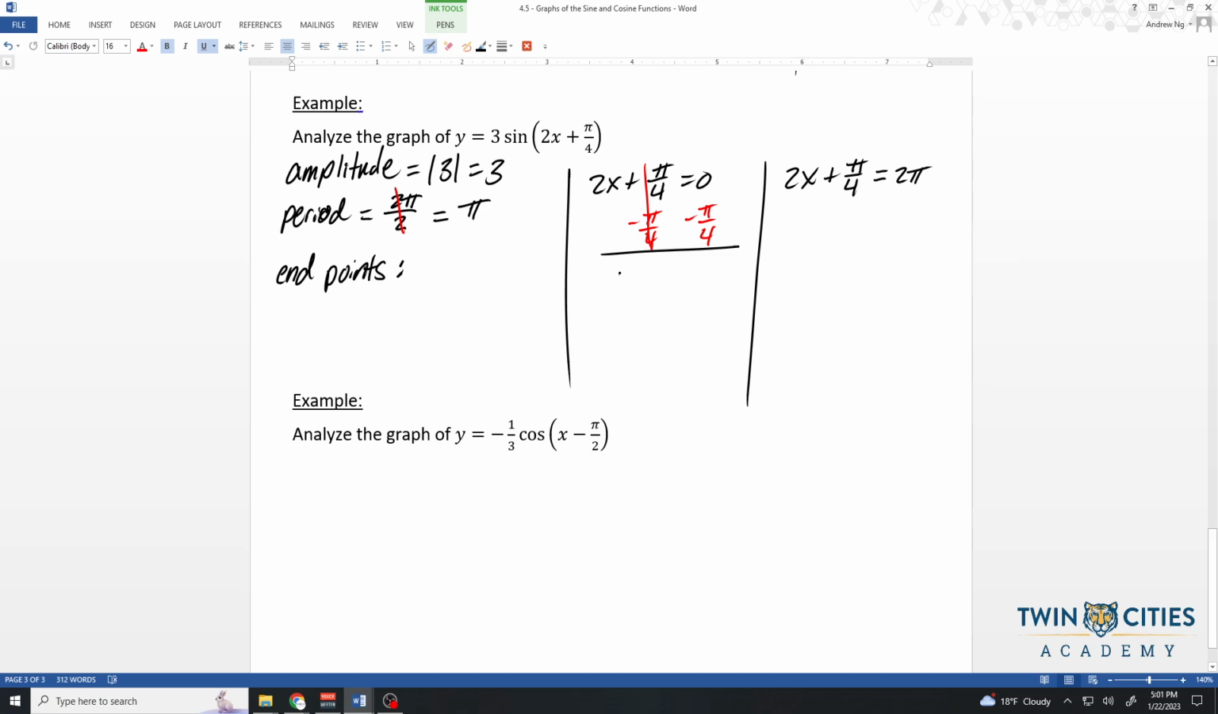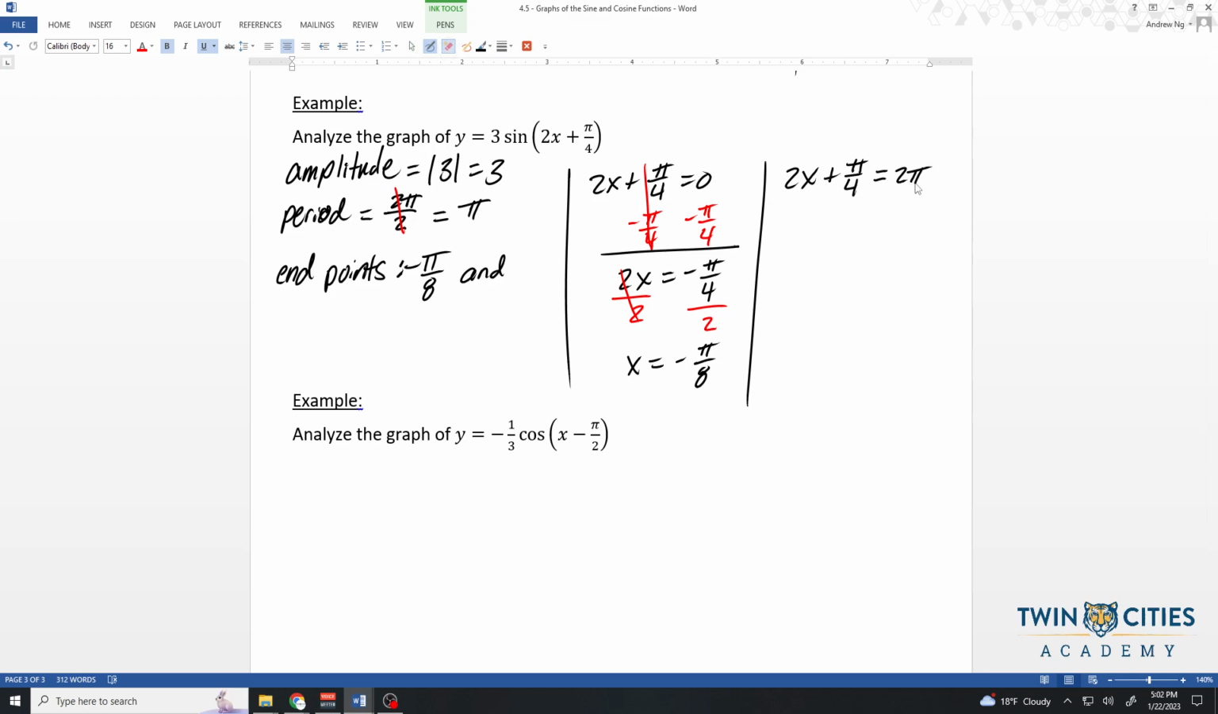Okay, so I've got 2x is equal to negative pi over 4. And then divide both sides by 2. X is equal to, multiply the denominator of this 4 by this 2, which we're dividing by. This is negative pi over 8. So I've got negative pi over 8, and let's find the other one.